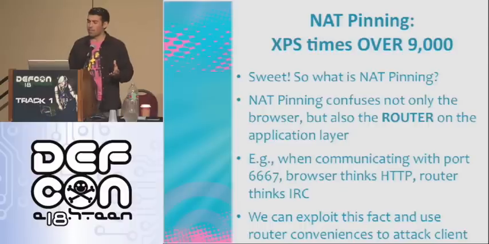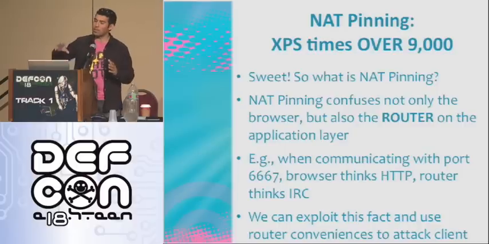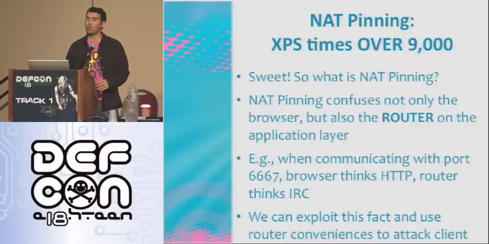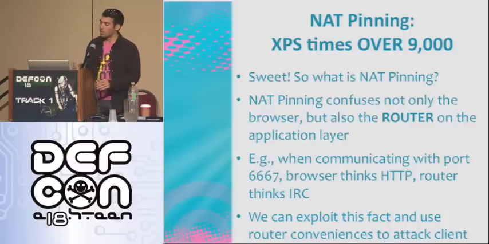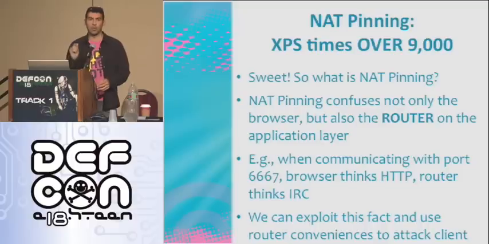So what is NAT pinning? Well, here's the thing. Your web browser was confused. It thought it was communicating with an HTTP server, but it was communicating with an IRC server. So NAT pinning takes this one step further. And basically, it makes the router also confused and thinks that it's communicating with a different protocol. So now your router thinks it's communicating with IRC, your browser thinks it's communicating with HTTP, and they start doing different things. What can we do with this?